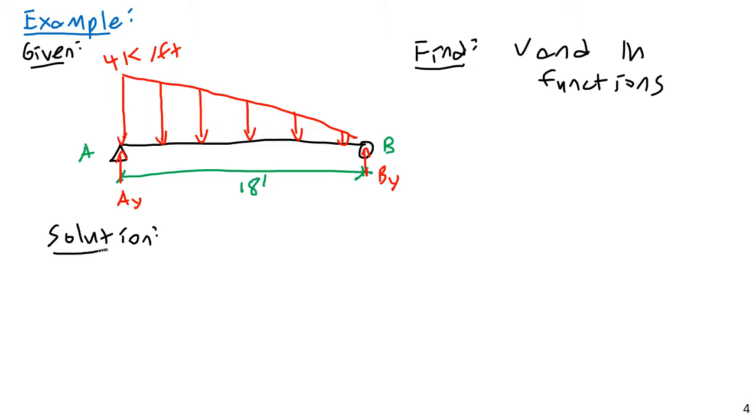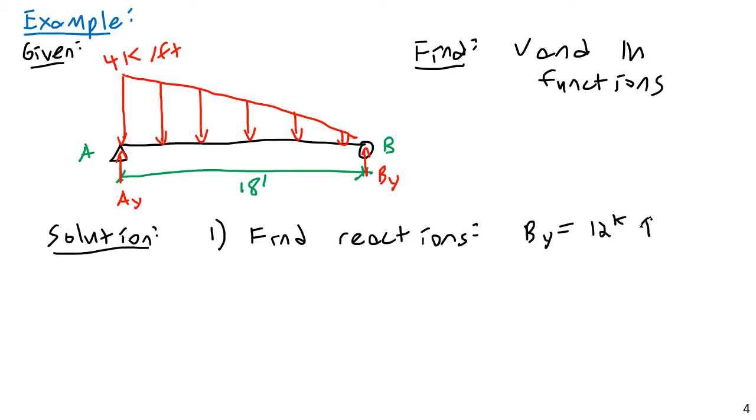Well, the first step is going to be to find the reactions. I think you know how to do that at this point, so I'm just going to give them to us. By summing moments and summing forces in the vertical direction, I can find that BY is equal to 12 kips upward, and AY is equal to 24 kips upward.